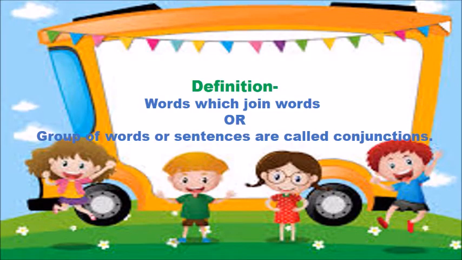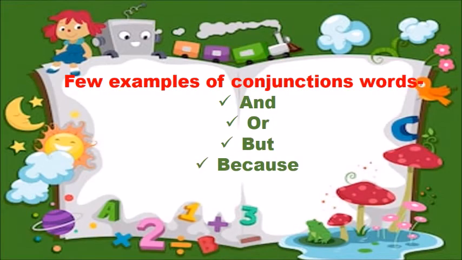Children, what do we mean by conjunctions? The definition of conjunctions is words which join words or groups of words or sentences. They are called conjunctions. Now, let us see a few examples of conjunction words like and, or, but, because. These are four basic conjunction words, so we will study them in detail.